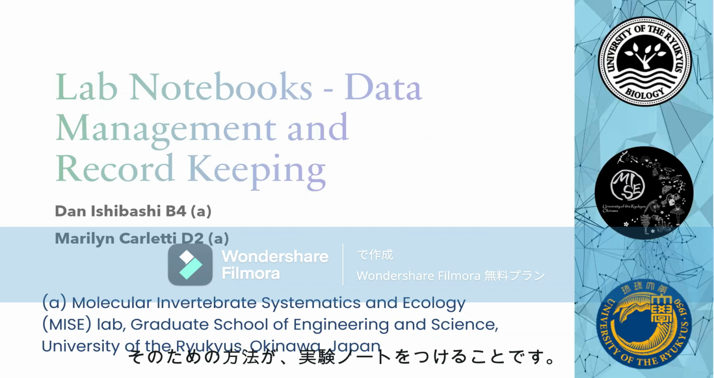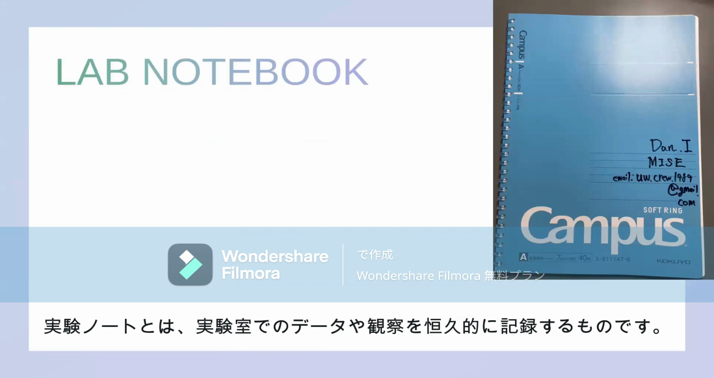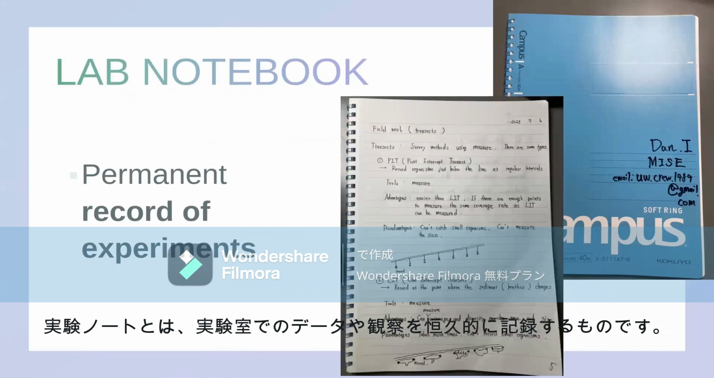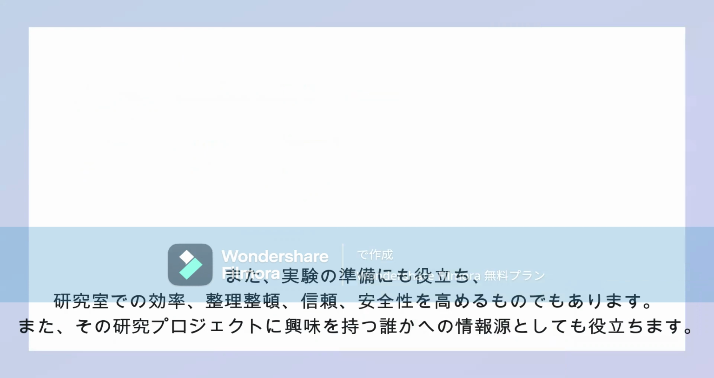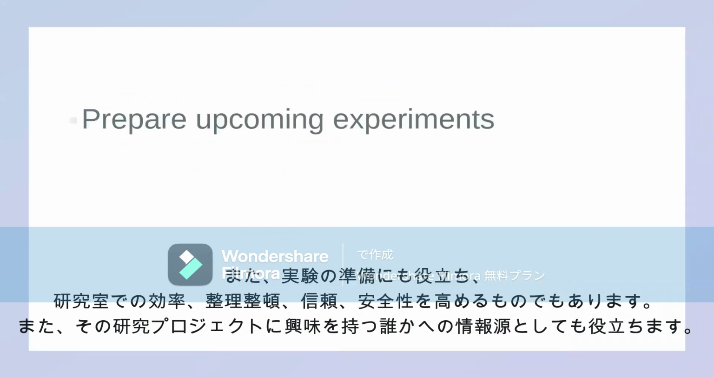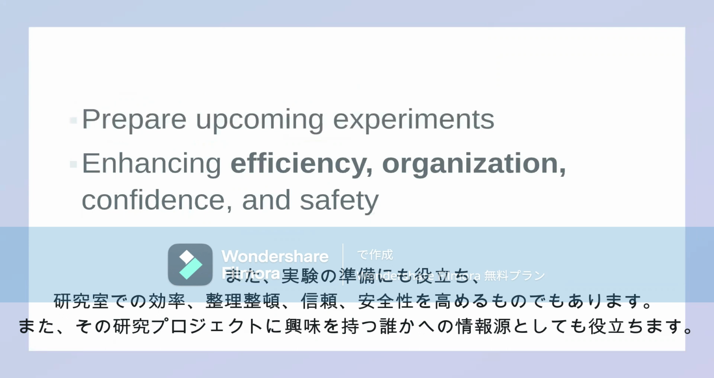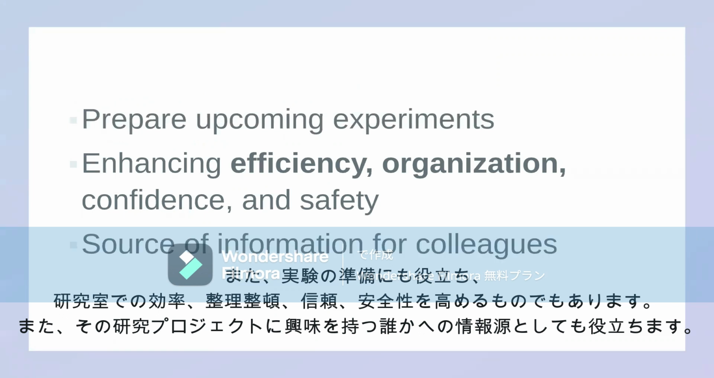A good way to do this is to keep a lab notebook. A laboratory notebook serves for this purpose as a permanent record of data and observations for the lab. It also prepares for upcoming experiments, enhancing efficiency, organization, confidence, and safety in the laboratory. And it also serves as a source of information for colleagues who may be interested in continuing a research project.